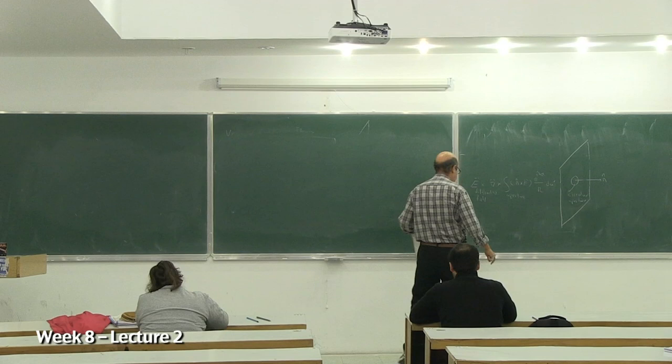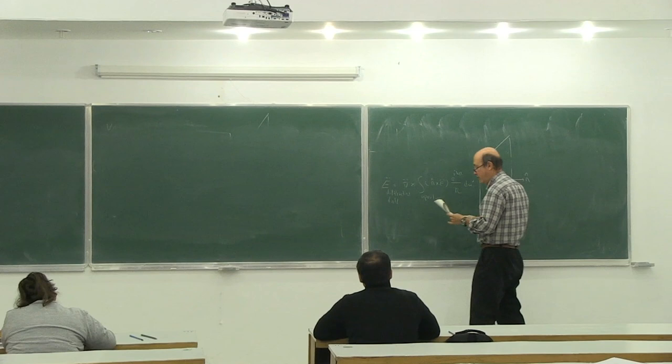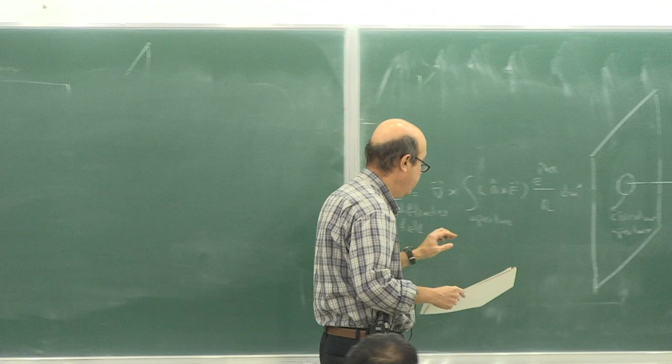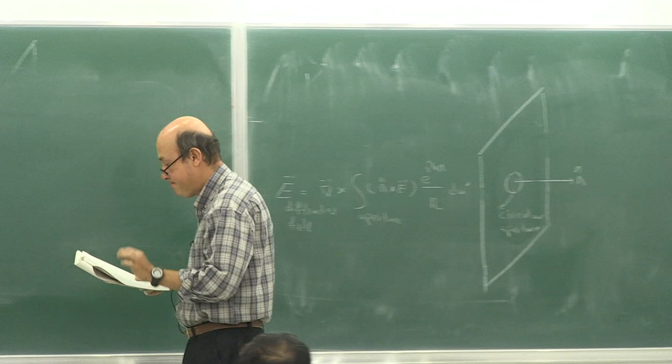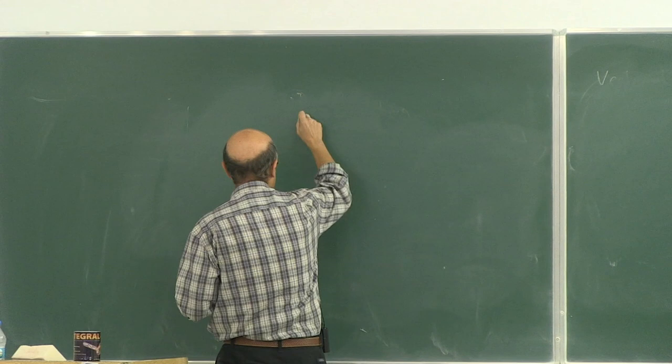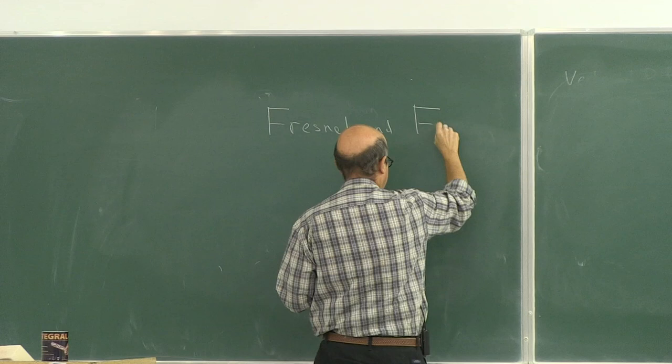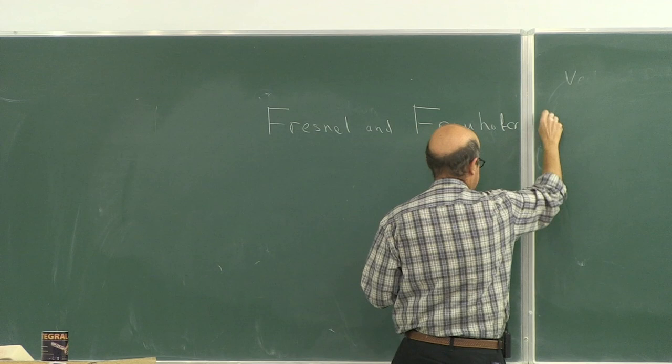Now let us start to study diffraction for a circular aperture. Before doing this, I have to show you some limitations with the aperture size and the observation. Basically, we have two types of diffraction universally accepted: Fresnel and Fraunhofer diffraction.